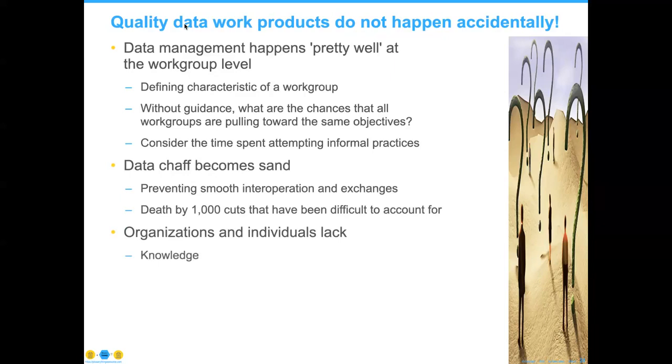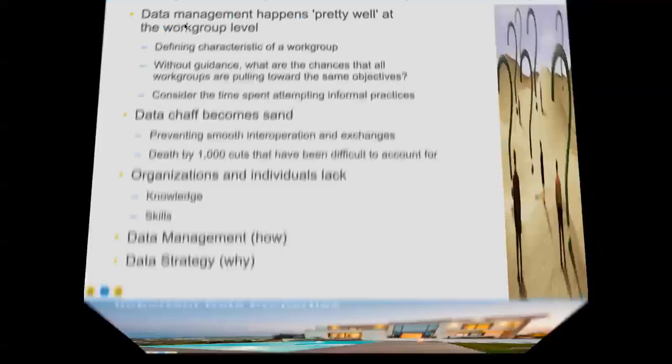See, the key is with the organizations and the individuals lacking both the knowledge and the skills around data formally done. The data management is required to provide the how, and the data strategy provides the why. And in our case, we're going to talk specifically about priorities. So let's talk about a quick summary of the data properties that we've talked about so far.